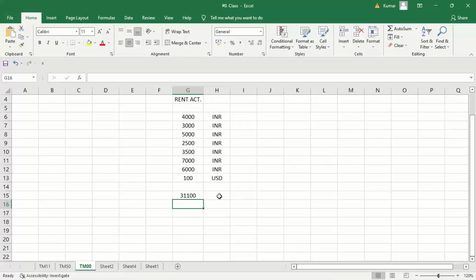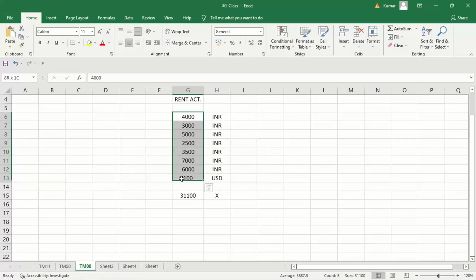31,100. But this is not the correct figure. This is not the accurate figure. Why? Because all these values are in local currency, whereas this value is in foreign currency, right? So what will happen? Is this a correct report? Not at all. This is not at all a correct report, right?